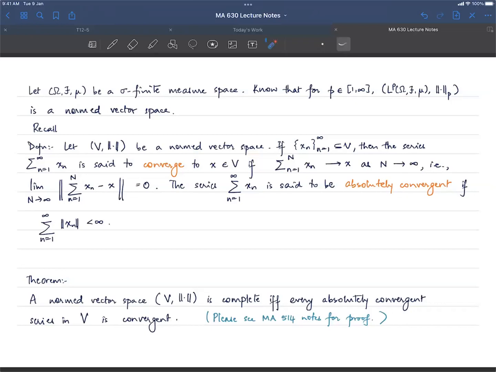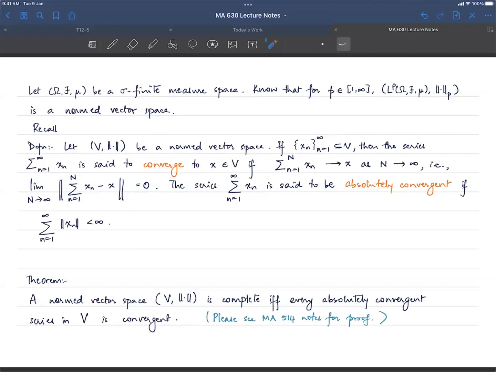Now, for that, we will find a certain theorem useful. And to state that theorem, we need to also recall a certain definition. The definition we want to recall is one of absolute convergence. So suppose I have V together with a norm, so let V with this norm be a normed vector space. Let's first remind ourselves what it means for a series to converge. Suppose I have the sequence x_n, n going from 1 to infinity, taken from this vector space V.